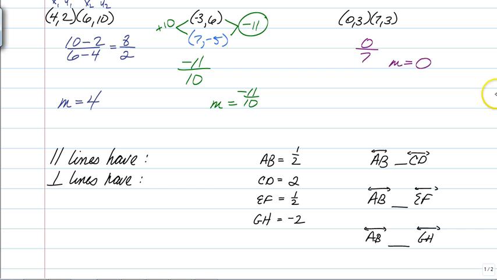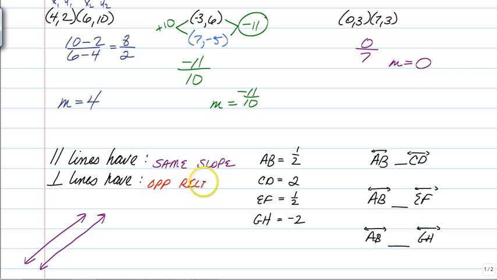Parallel lines and perpendicular lines. Parallel lines have the same slope. So let's just take any random line here, and we'll just say that there's a line that has a slope. Parallel lines need to have the exact same slope, otherwise they would run into each other. So it needs to be the exact same slope. Now perpendicular needs to have opposite reciprocal slope.